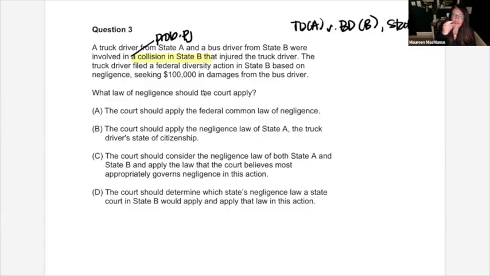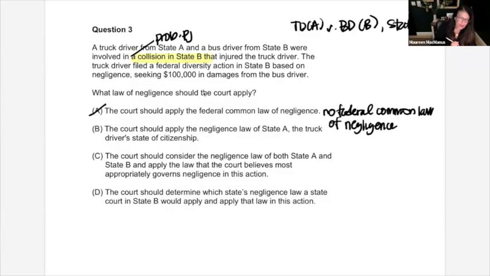So let's look at these. What law of negligence should the court apply? A, federal common law of negligence. Nope, there is no federal common law of negligence. So no federal. That's all state law. B, the court should apply the negligence law of state A, the truck driver's state of citizenship. That's not how the rule works. And you don't just apply one person's state of citizenship. So B, incorrect, it misstates the law.